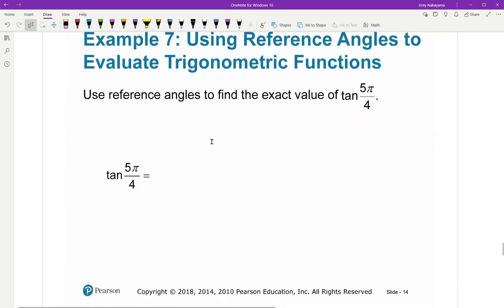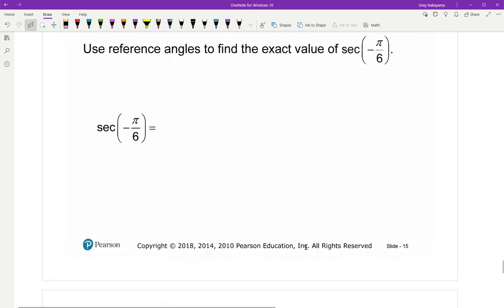Okay. Use reference angles to find the exact value of the tangent of 5 pi over 4. Okay, reference angle is pi over 4. The tangent of pi over 4 is 1. The reference angle value is 1. 5 pi over 4 is in what quadrant? It is in quadrant 3, and in quadrant 3, both signs are negative, so that means the tangent's positive. So my answer is positive.